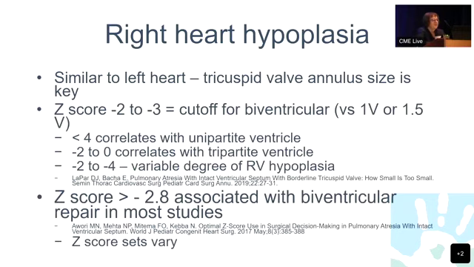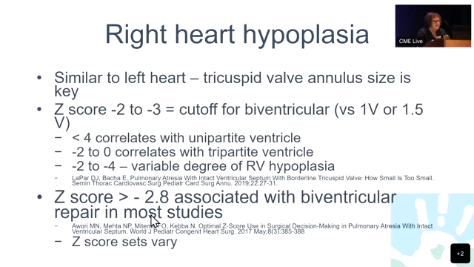So switching briefly to right heart hypoplasia, similar to the left heart, the valve is really the key, and tricuspid valve annulus size seems to be the key. So in this paper from Dr. Basha and group, a Z-score of -2 to -3 seemed to be the cutoff for biventricular, as opposed to a 1V or 1.5 ventricular repair. A Z-score of the tricuspid valve less than -4 seemed to correlate with the unipartite ventricle. -2 to 0 correlates with the tripartite ventricle. And then again, that gray area of a Z-score of -2 to -4 had variable degrees of RV hypoplasia.